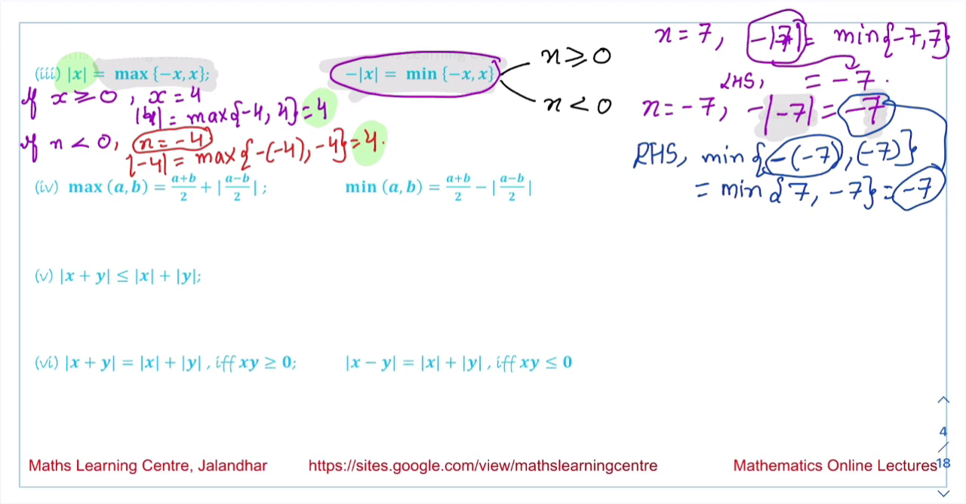Next we have maximum of A and B. We have to calculate the value of maximum of A and B. Suppose I have to calculate the value of maximum of minus 3 and 2. So the value of A I am taking as minus 3, and the value of B I am taking as 2.